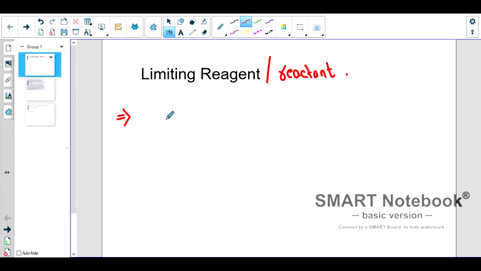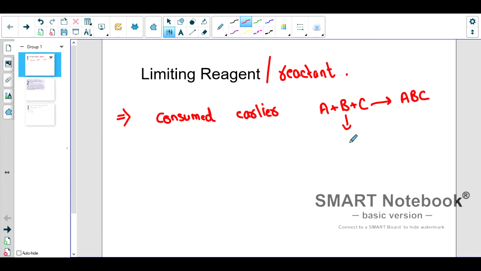This limiting reactant is the one which will be consumed earlier in a chemical reaction. It will be finished earlier. For example, let us take this dummy reaction A plus B plus C giving ABC. Let's say this B is finished earlier. So this B is the first one which is finished, and this will be your limiting reactant or reagent. So this is consumed earlier.